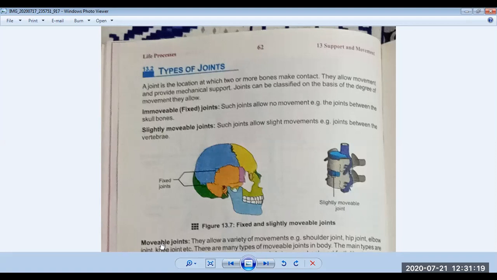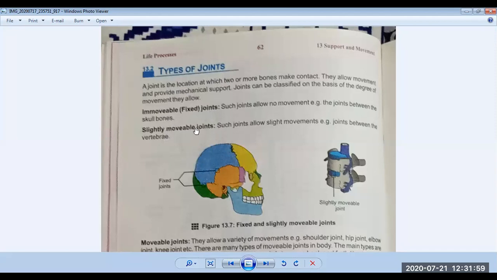First we will discuss the immovable joints and where they are located in our body. Immovable joints are fixed and do not move. Such joints allow no movement. For example, the joints between the skull bones. Our skull is made by 8 cranial bones, and they are fixed. They are connected to each other and never allow any movement. If you touch your head, you can feel that your skull is hard. So a good example of an immovable joint is our skull bones.